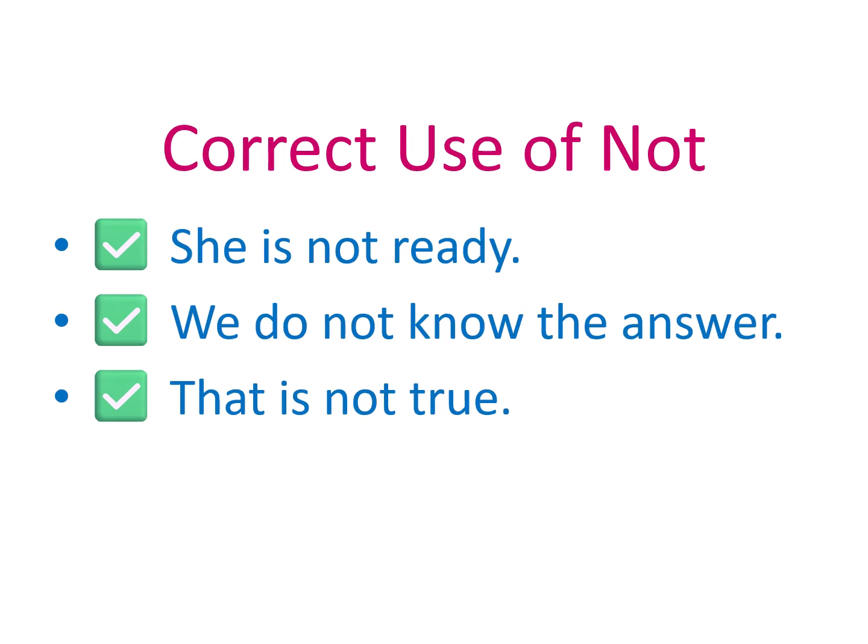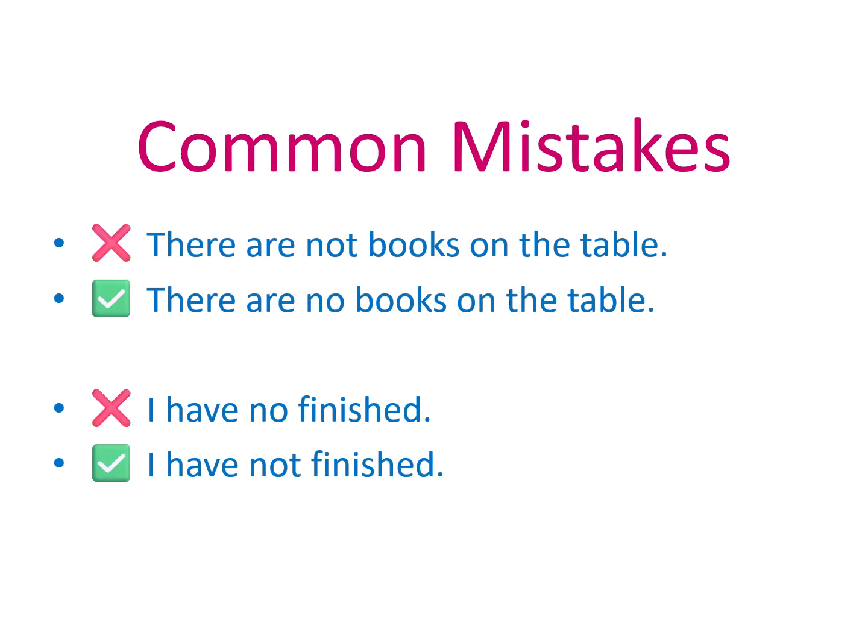Not is used with verbs, often with helping verbs like is, do, or have. It negates the action or state of the verb. In the first incorrect sentence, not is wrongly used before a noun. It should be no. In the second, no is wrongly used with a verb phrase, it should be not.